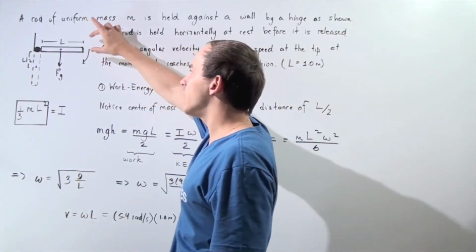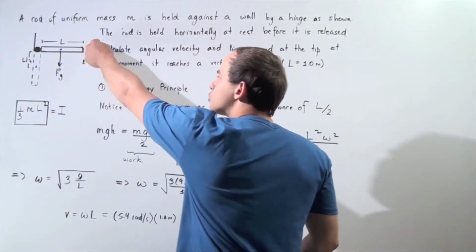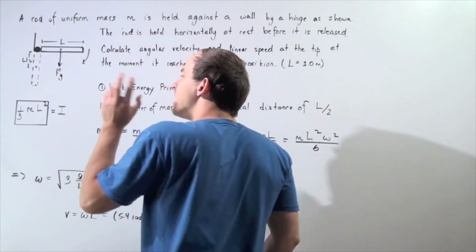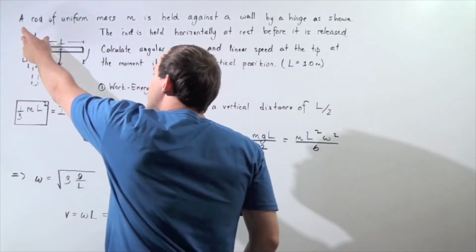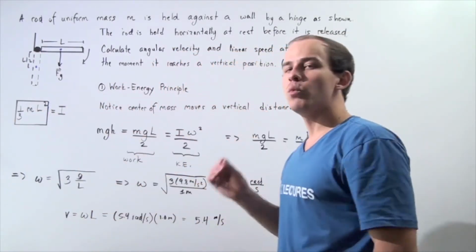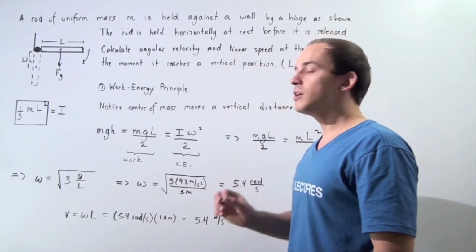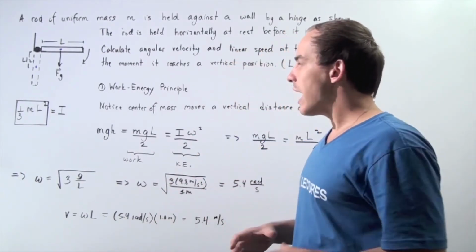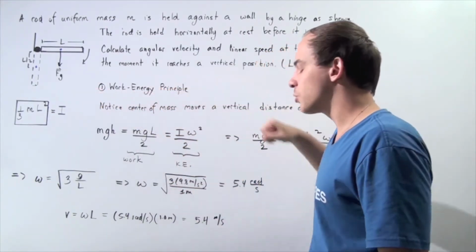We're holding the rod along a horizontal axis. We let go. The rod begins to rotate about the hinge. Eventually, it reaches the following vertical position. At the moment it reaches that position, we'd like to calculate the angular velocity and the linear velocity. So our entire problem will deal with the work-energy principle.